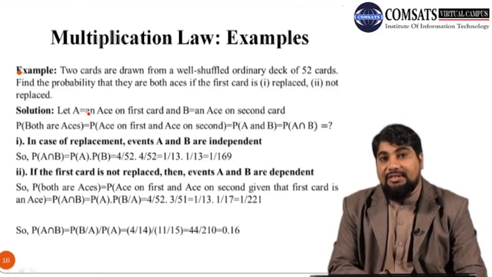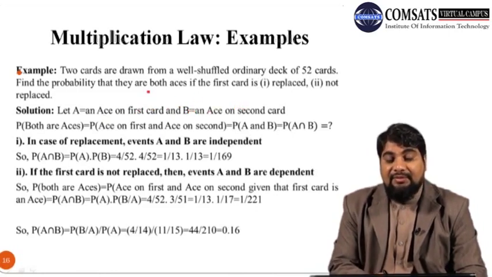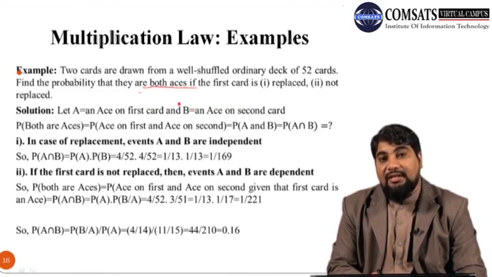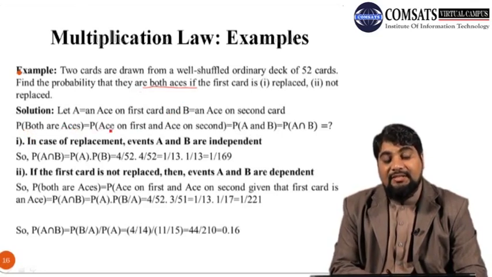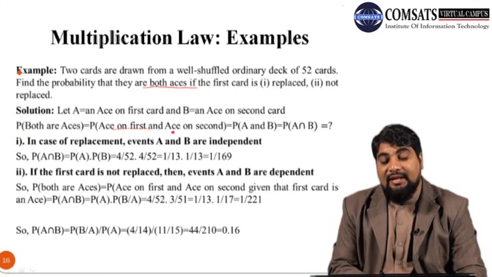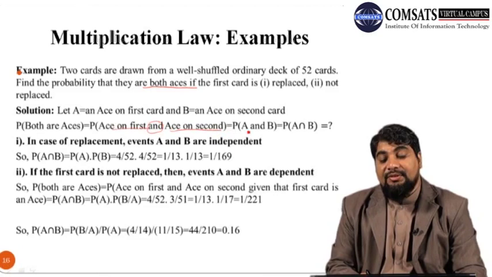Define an event A that the first card is an ace card, and define an event B that the second card is also an ace card. So we want to find the probability that both are aces. That means the first card is an ace and the second one is also an ace. So we want to find the probability of A and B, and "and" means intersection, so A intersection B.